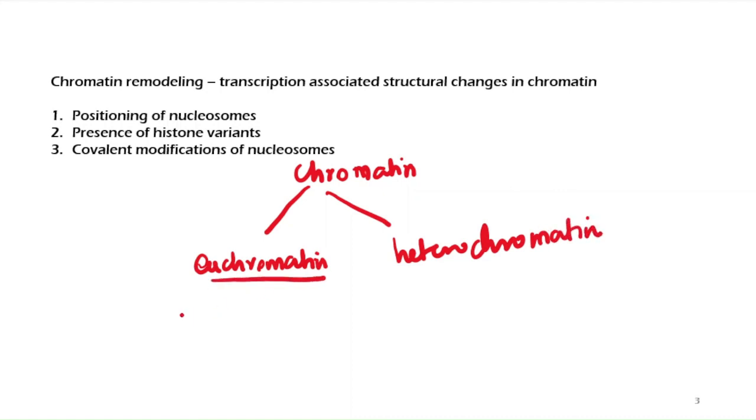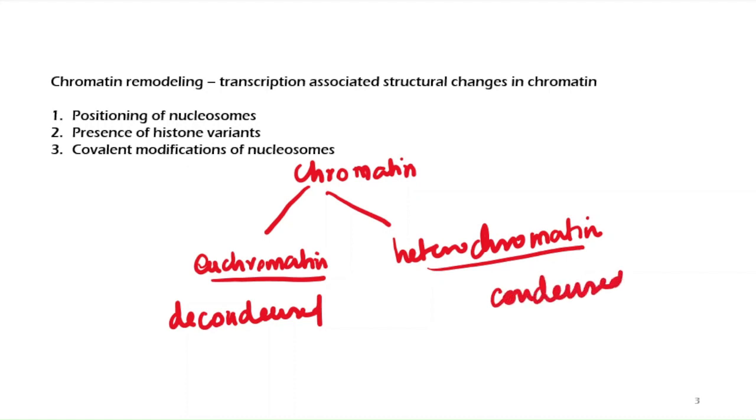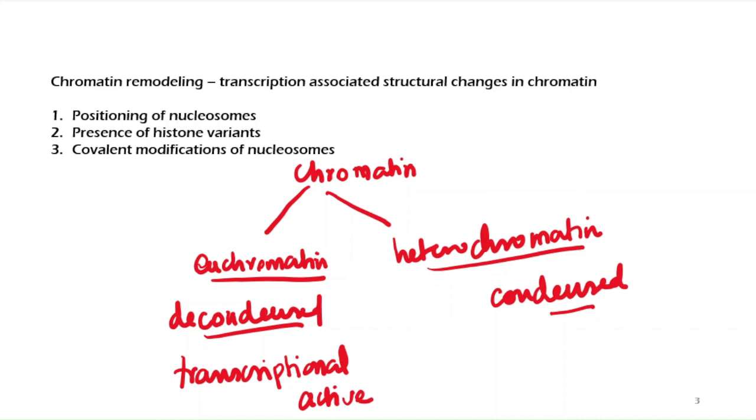Euchromatin is nothing but the decondensed form of the chromatin, right? And heterochromatin is the highly condensed or tightly packed form, right? So the decondensed form of chromatin is transcriptionally active. Why is it transcriptionally active? Because it is decondensed, it will allow its areas to be exposed to the transcription factors, right? So that is transcriptionally active.